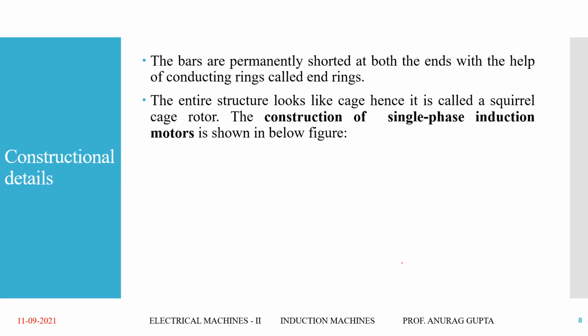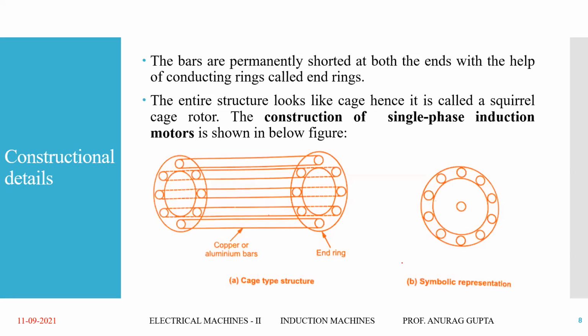The construction of single phase induction motors, you can see here. It is called cage type. This is called the end ring. That's why this is called squirrel cage, because it looks like a cage. Cage means pinjra. Clear? And this is the symbolic representation of the induction motor. These are the slots where I am putting the winding conductors.